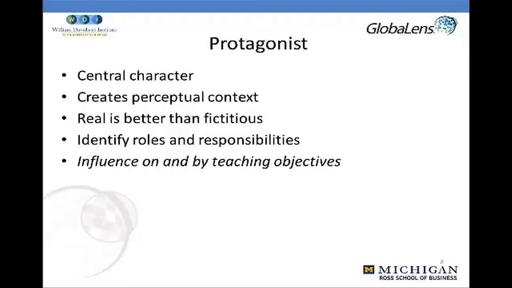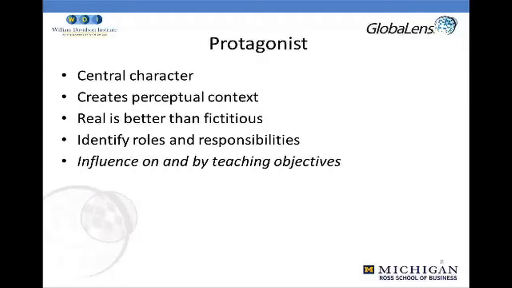So the protagonist is the central character of the case study. In very many case studies, this is a CEO. It can be other people in an organization. We have seen and produced case studies effectively that focus on teams. A good protagonist could be the leader of a team wherever it is embedded in an organization. But the best protagonists are people that the students that you're teaching can aspire to be. They're people that the students can see themselves becoming after they're finished with their studies and after they're on their career paths. The use of the protagonist creates a perceptual context for the case study.